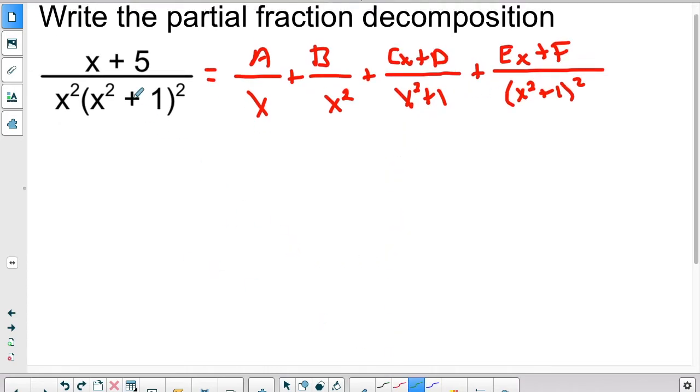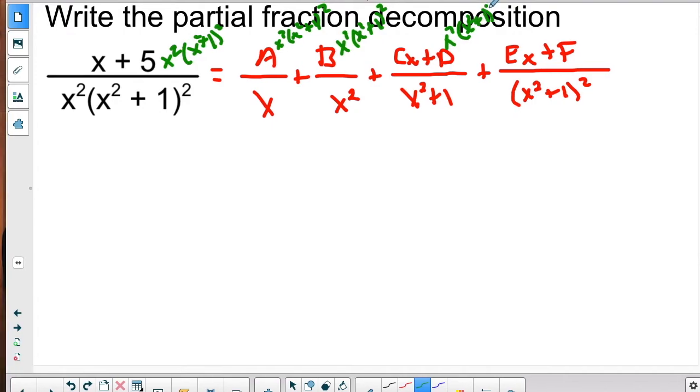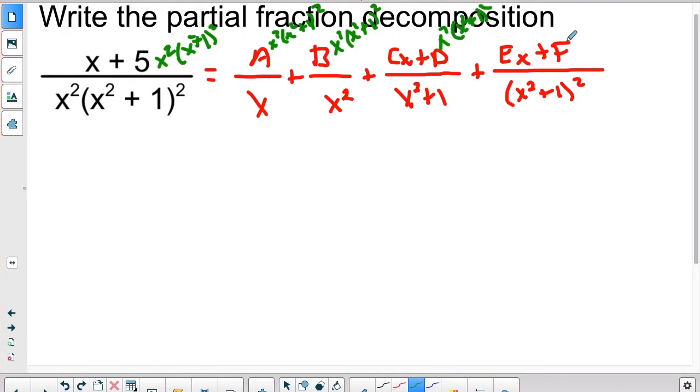Now I'm not going to rewrite this out because, as we just saw, we're going to end up rewriting this stuff a lot. So what we're going to do is multiply everything through by x squared times (x squared plus 1) squared. That goes for each term, and lastly, x squared times (x squared plus 1) squared.